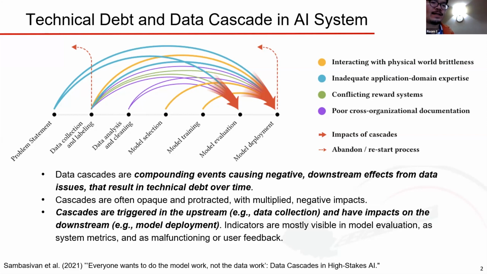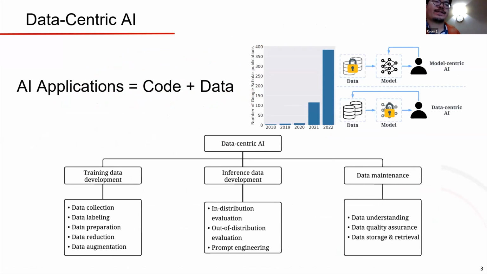What they have identified is that data cascades can go through the entire life cycle, oftentimes compounding, causing negative downstream effects from the data issues that can result in technical debt over time that often can lead to bad, unreliable results of the system, or can lead to the abandonment of the project. Just because when you don't have enough high quality data, sometimes those systems won't be able to perform or be deployed. So that leads to some of the developments in the AI machine learning community called data-centric AI. When we're viewing an AI application, that is often a combination of both code and data. And oftentimes we have focused too much on the code in the past 2 decades, looking at how we can improve the model structure and developing different types of models.